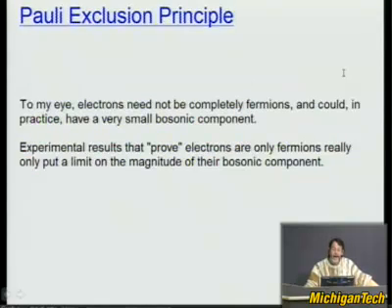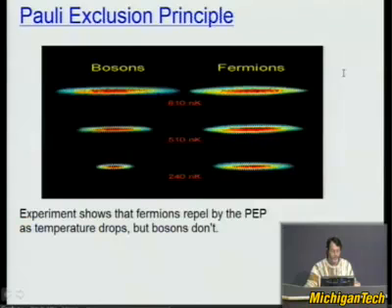And if electrons were all bosons, they would all be in the ground state. So to my eye, though, and this is another pontification on my part, electrons need not be completely fermions. They could be mostly fermions and could, in practice, have a small bosonic component. So every time they do an experiment, you don't prove that electrons are only fermions. You put a limit on the magnitude of the bosonic component and vice versa. Bosons might have a very, very small fermionic component. Fermions and bosons are ideal states. We can't really go that far.